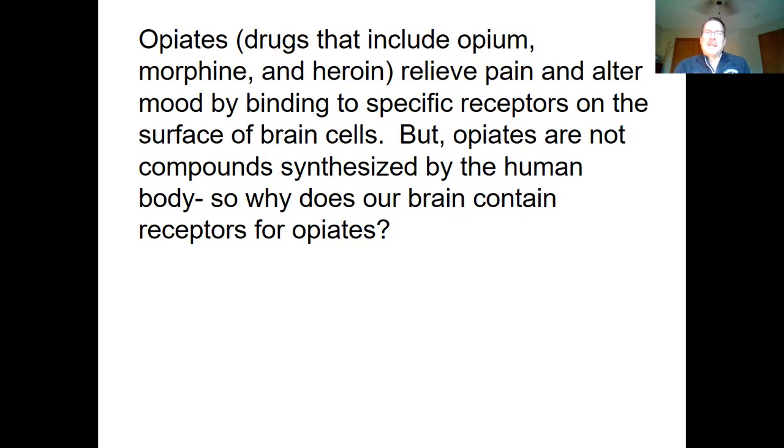Here's a question to think about. I'll give you the answer on this one because the other stuff you can figure out as to what's the strongest and weakest of the bonds. Opiates, drugs that include opium, morphine, and heroin relieve pain and alter mood by binding to specific receptors on the surface of brain cells. But opiates are not compounds synthesized by the human body. So why does our brain contain receptors for opiates? Think about it, think about it.